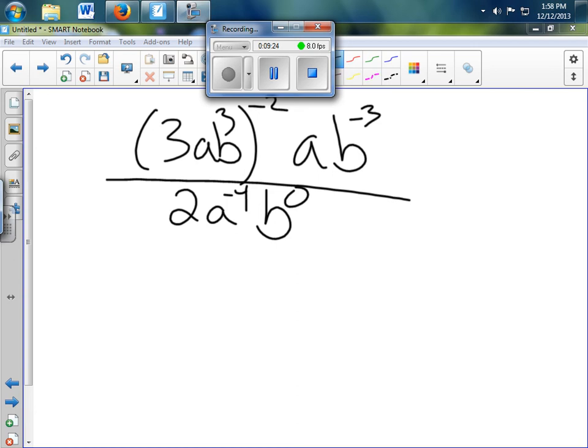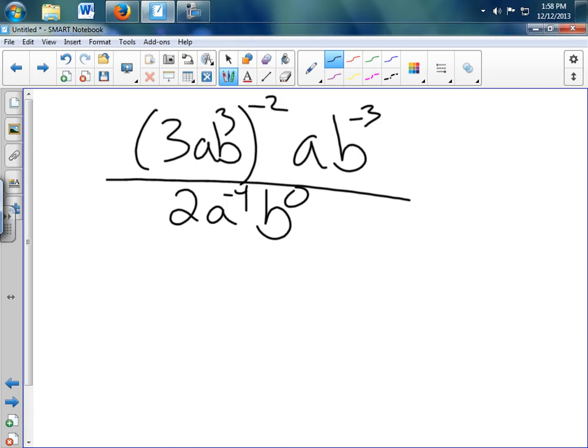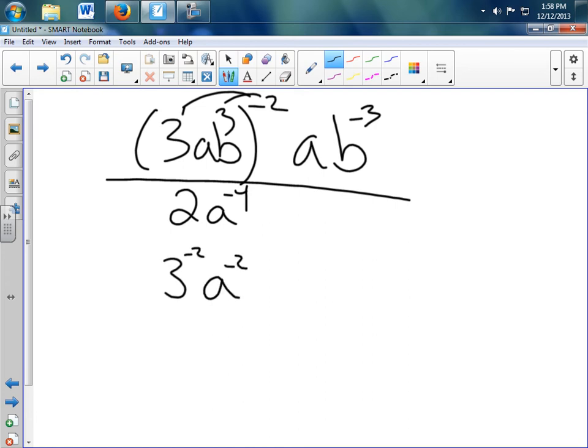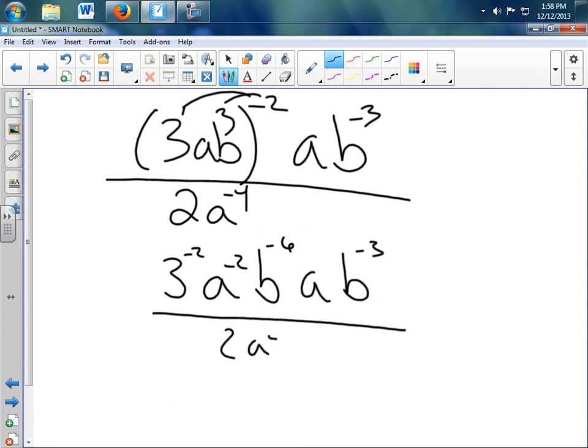Try that one. All right, let's go over this one. There's a couple things you can do right away. I can get rid of this. B to the 0 is equal to what? 1. I get rid of that. Order of operations. I have to bring this negative in through first. So that's going to be 3 to the negative 2, A to the negative 2, B to the negative 6. Okay? A, B to the negative 3rd, all over 2a to the negative 4th.